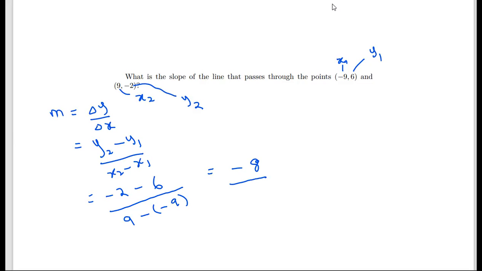And here where you have two negative signs following each other, remember what we said, they collude to become a positive. So it's -8 over 9 plus 9, which is equal to -8 over 18, because 9 plus 9 is 18. And you can simplify this further by saying the highest common factor of these two is 2. So if you divide this by 2, you get a 4, and if you divide that by 2, you get a 9. So the slope for this line is 4 over 9.